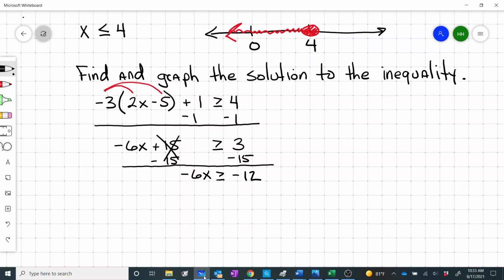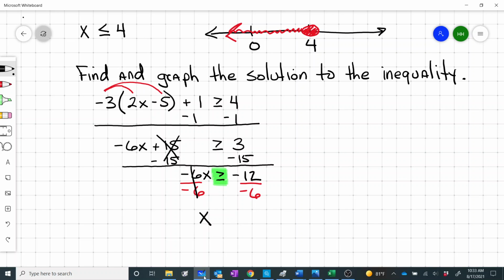Now here's where you got to be careful. Our inequality stays pointing the same direction until you multiply or divide by a negative. So when we divide both sides by negative 6 here, this arrow's got to get changed. The inequality changes direction anytime that you multiply or divide both sides by a negative. So on this left-hand side, the negative 6's cancel out. You're left with just the x.